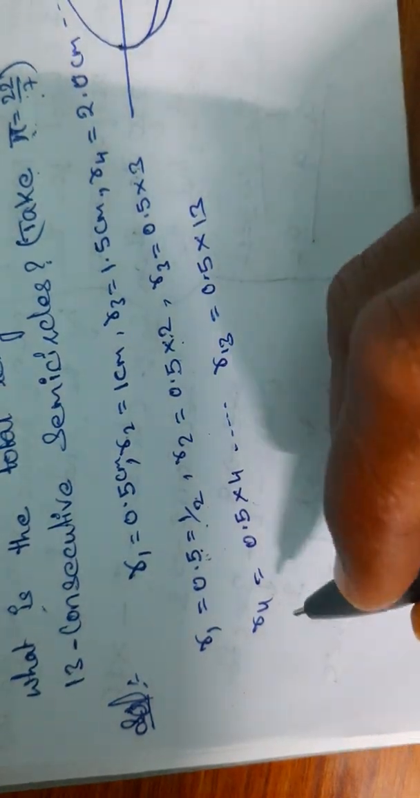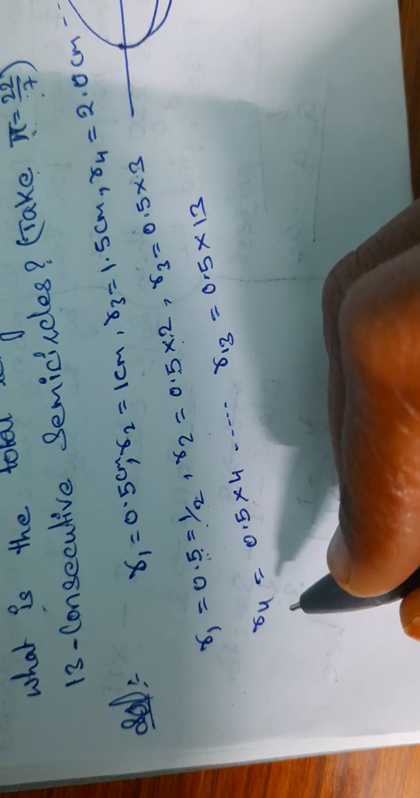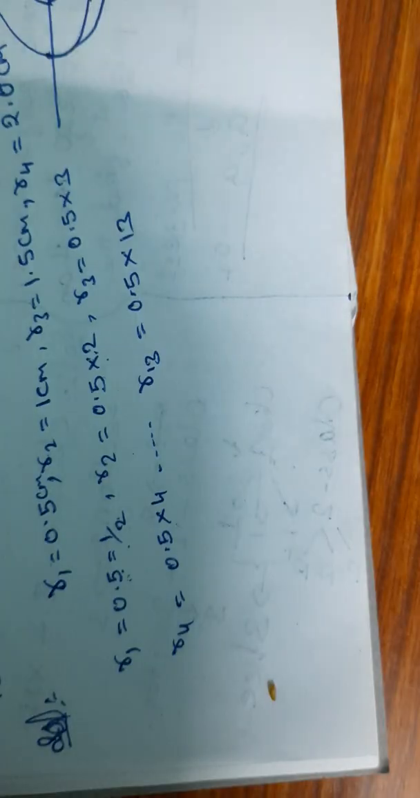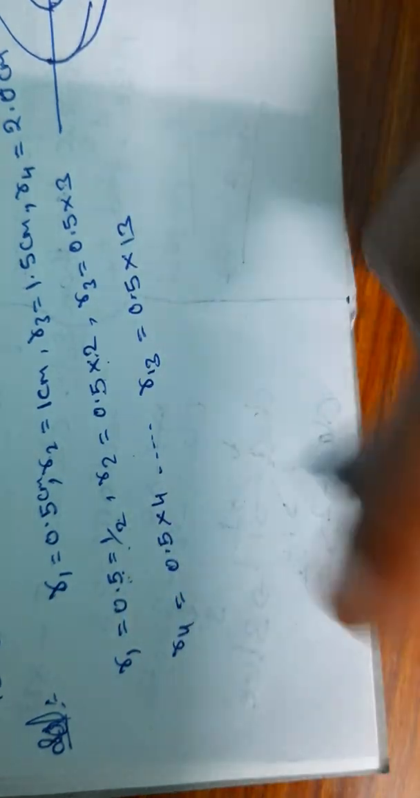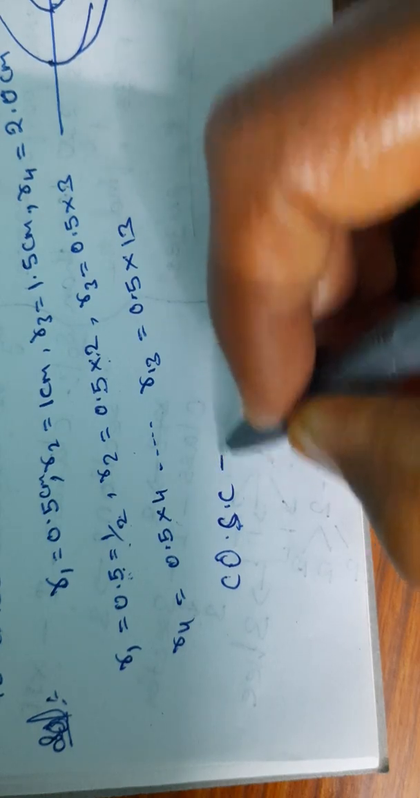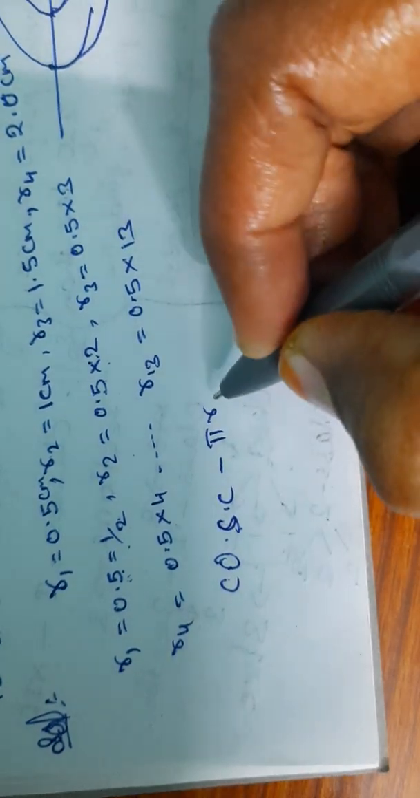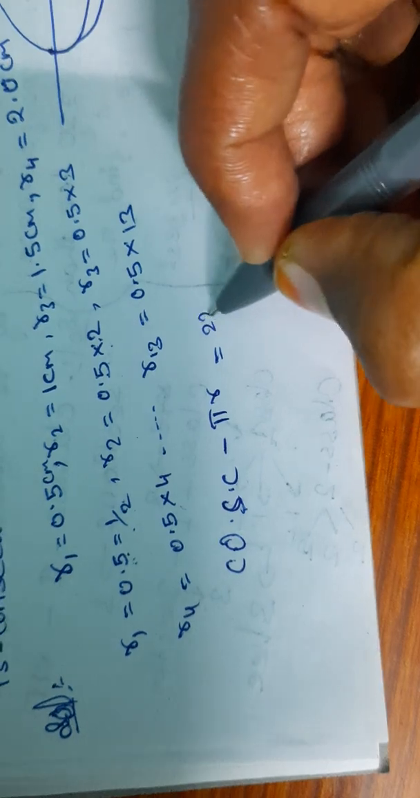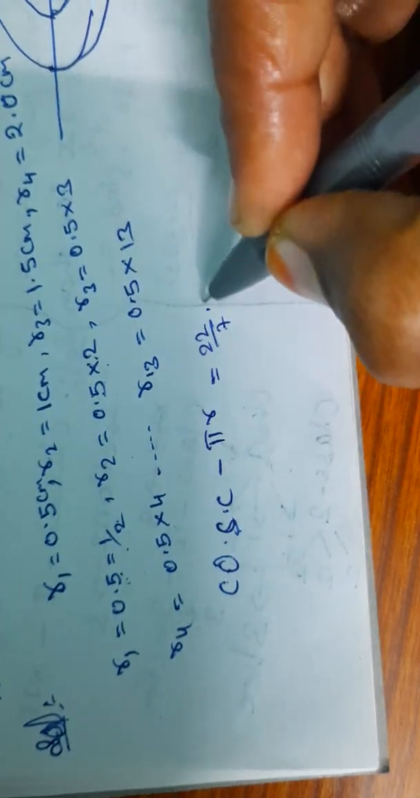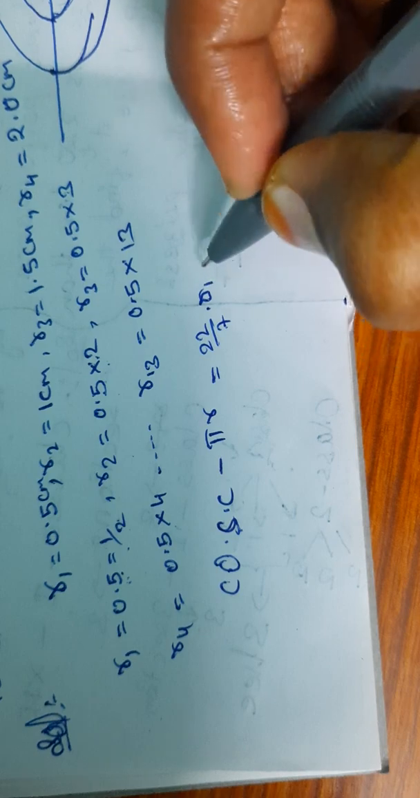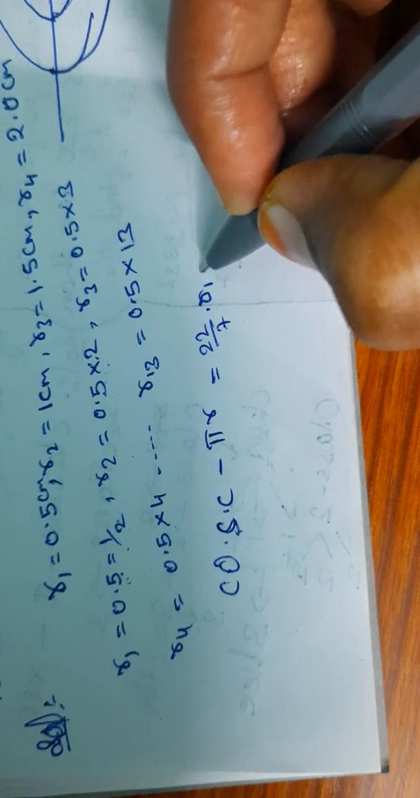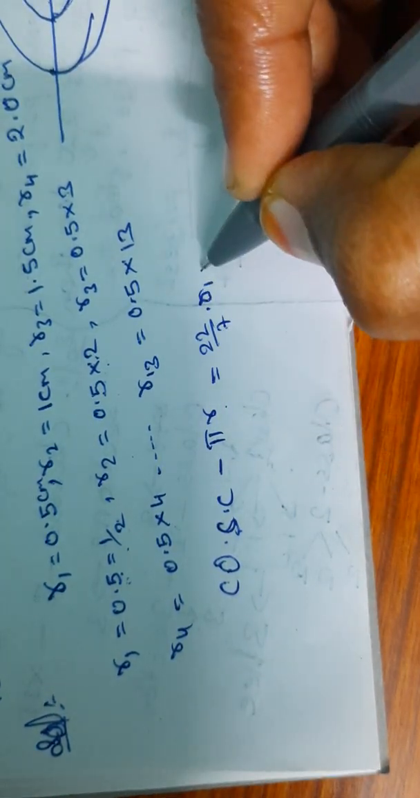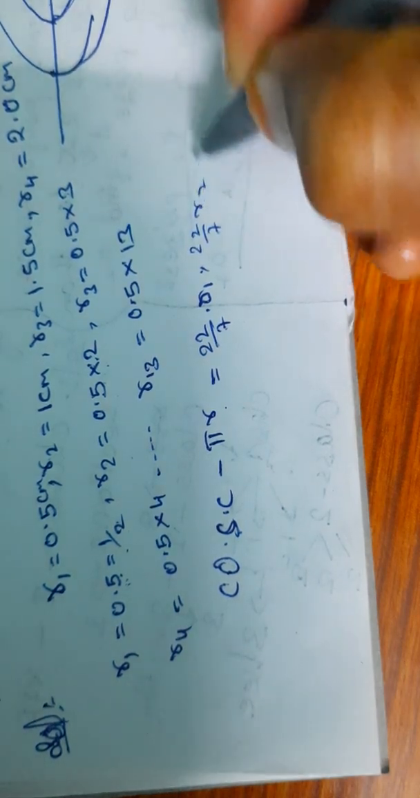Okay, now here the circumference of a semicircle is pi r. Pi we know is 22 by 7, and r according to r1, r2, r3 we can take. So the length is the circumference of the semicircles: pi r1, plus 22 by 7 into r2, and so on.